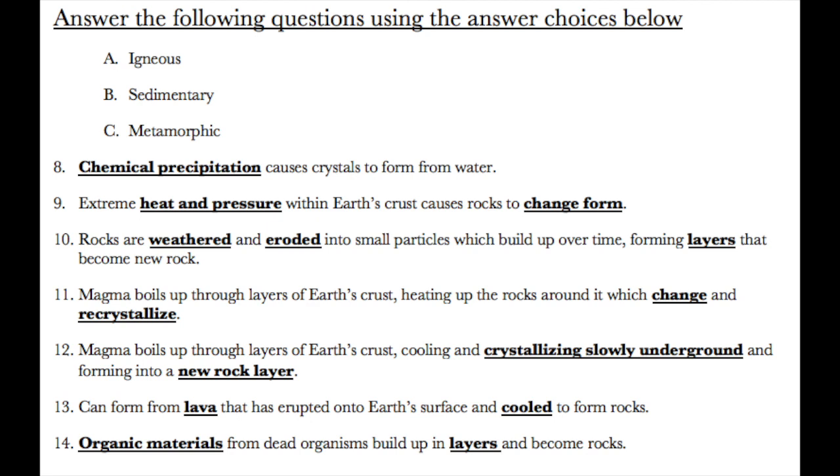Answer the following questions using the answer choices below. A, igneous. B, sedimentary. C, metamorphic. Number 8. Chemical precipitation causes crystals to form from water. Number 9. Extreme heat and pressure within Earth's crust causes rocks to change form.